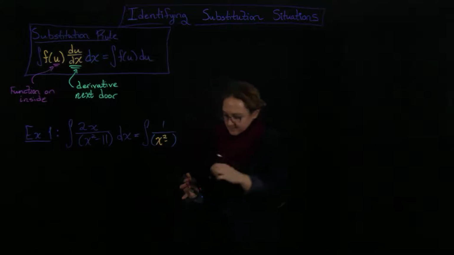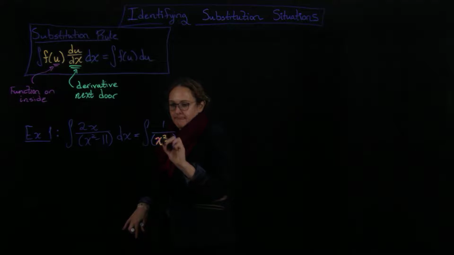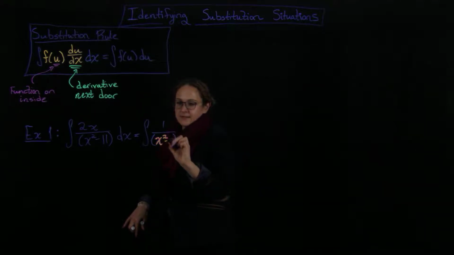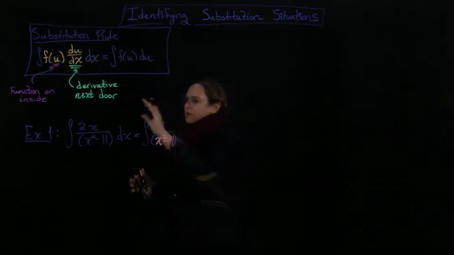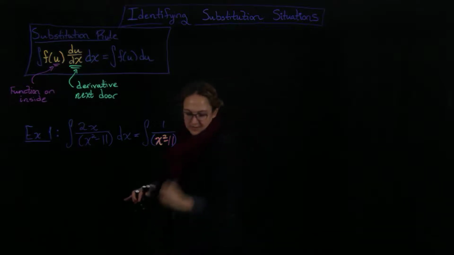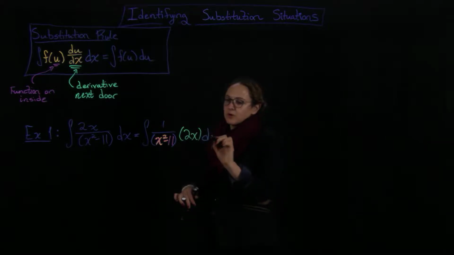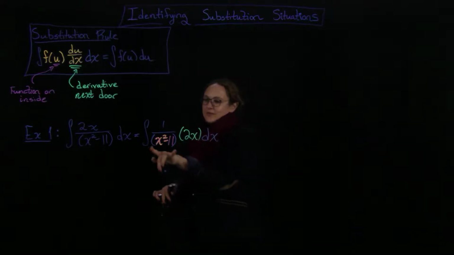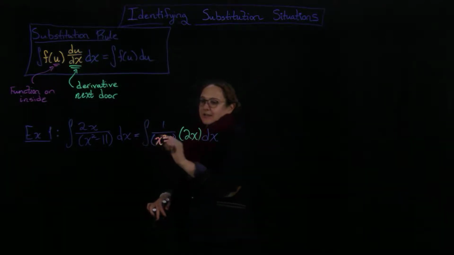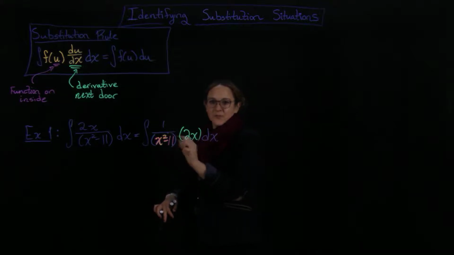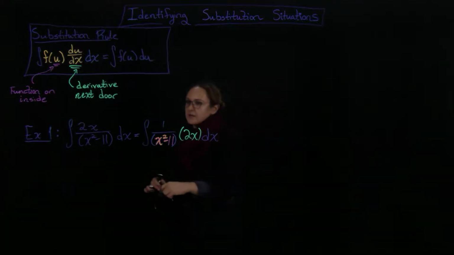My inside I'm supposed to be doing in red. I'm going to remember to do that, to keep everything consistent here. So this is x squared minus 11. And then next door, the next door is actually this 2x. Looking at this, it works because this is the derivative of that. So when you break it apart like this, the function is 1 over u, the u is x squared minus 11, and here's the derivative of u. Great.